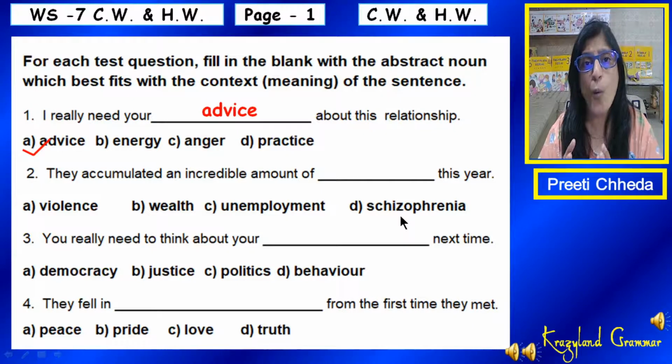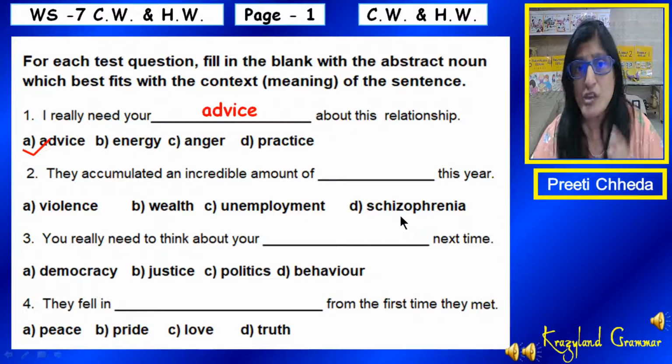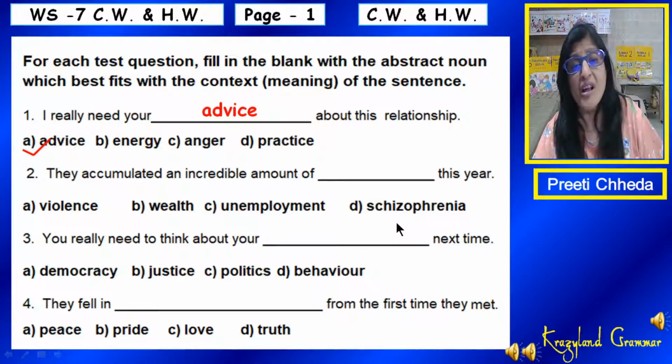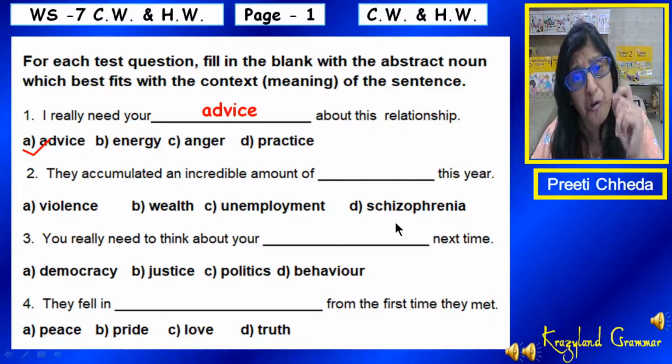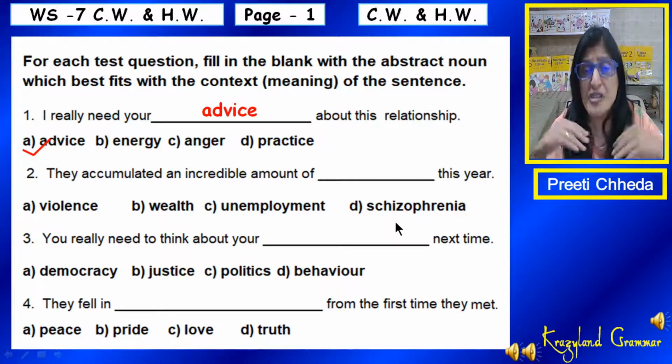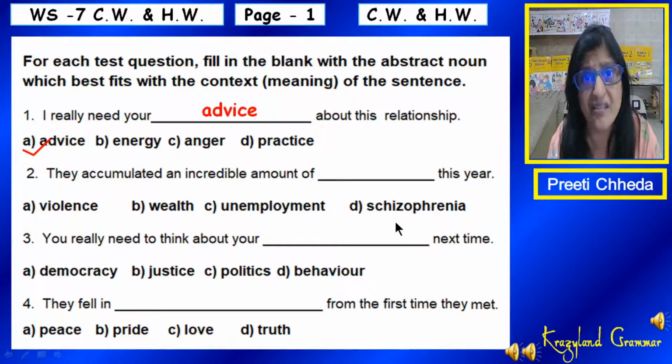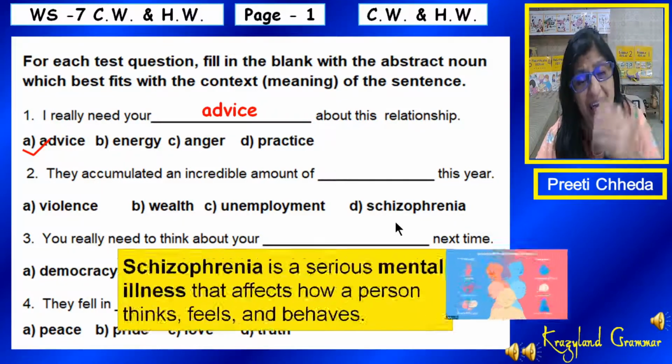SCHI, ZO, FRE, NIA. So schizophrenia. Now you should know the meaning of each word. Then only you can write the correct answer, right? So what is schizophrenia? Let me explain to you.